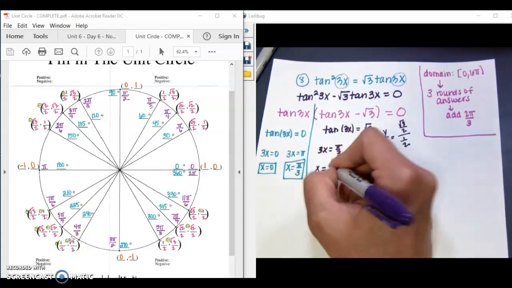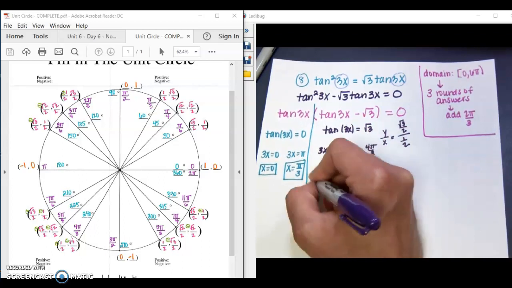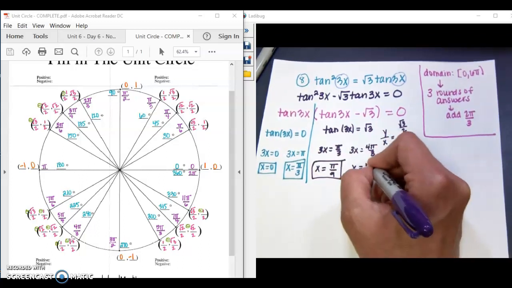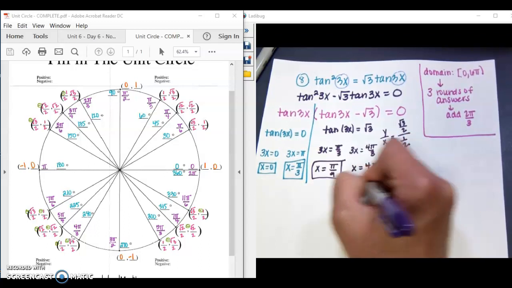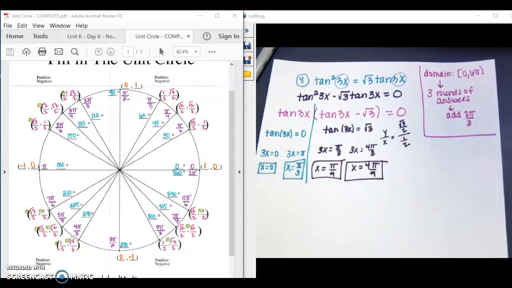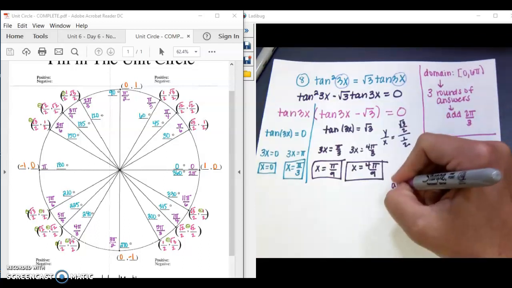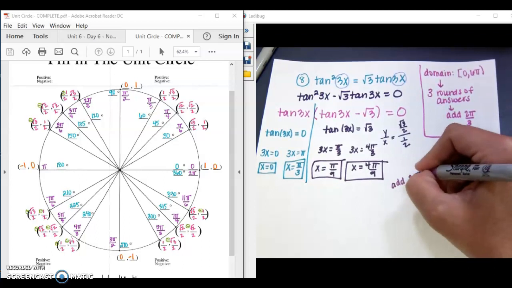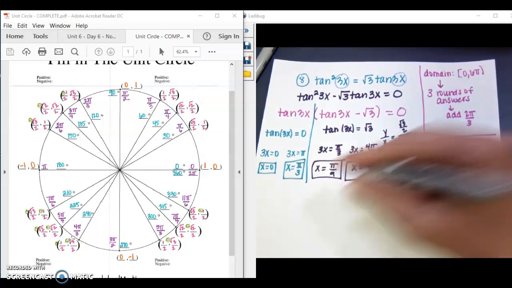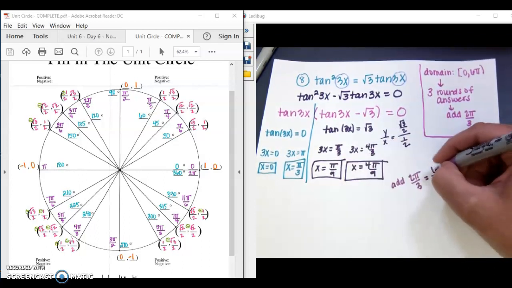So I'm going to get pi over 9, and I'm going to get 4 pi over 9. So those 4 answers are my first round of answers, okay? I have to have 3 rounds of answers because it's 3x. So to get the second round, we're going to be adding 2 pi over 3, or since some of these have a denominator of 9, 6 pi over 9.